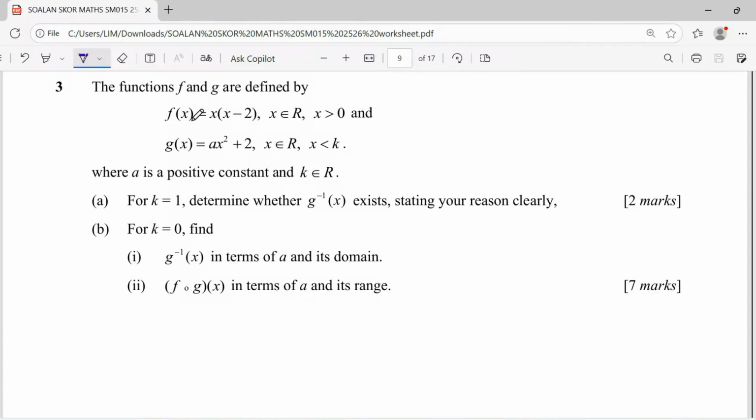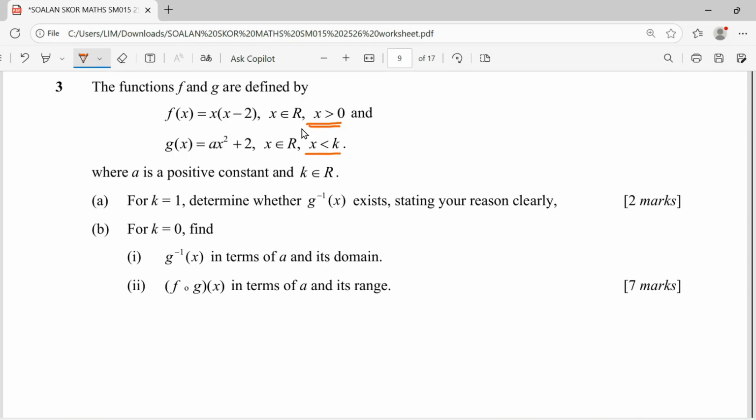Hi everyone, for this question number 3, we are given two functions here, f(x) and g(x). Both of them are quadratic. The difference is that this quadratic is not the whole graph we are using. We have a special condition: the first one takes x more than or equal to 0. For g(x), they only take x less than k.